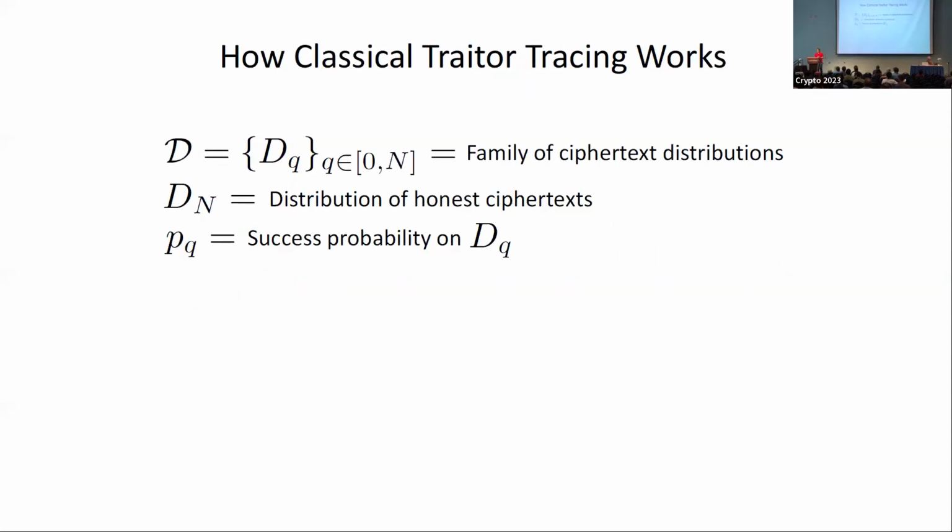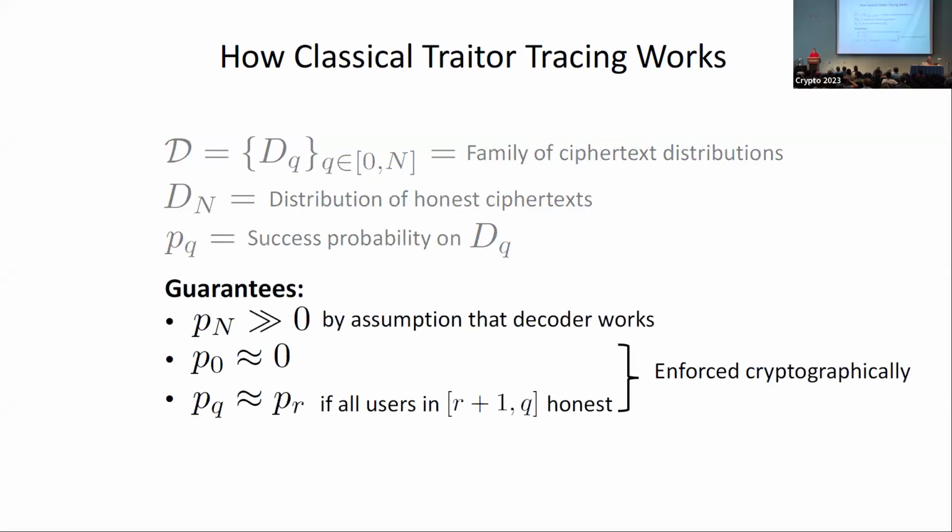So how does classical traitor tracing work? Here's an abstraction that we can think about. We imagine that there's a family of ciphertext distributions indexed by the number 0 to n, where n is the number of users. The distribution D sub n is going to be the distribution of honestly generated ciphertext. All the other distributions will be malicious or sampled in some other way. And then for any potential decoder, we have the quantity P sub q, where q is the index of the distribution. P sub q is going to be the success probability of the decoder on that distribution.